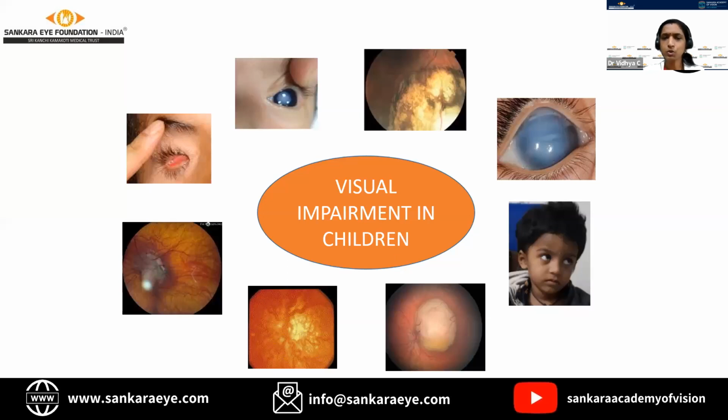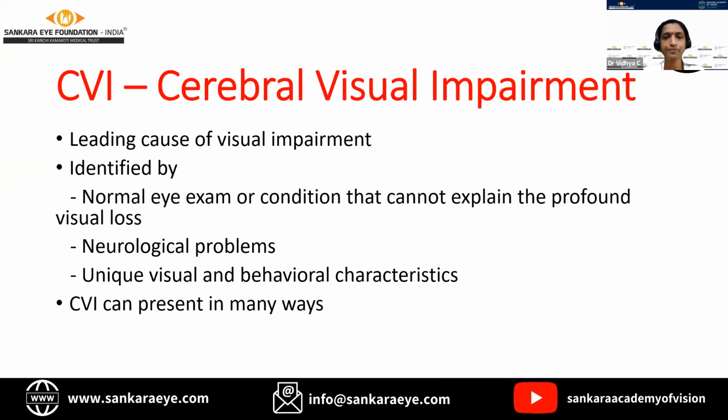As we know, there are so many causes of visual impairment in children, starting from anophthalmos or microphthalmos to all the conditions like cataract, chorioretinal coloboma, congenital glaucoma, CVI, retinoblastoma, ROP, PHPV, etc. Today, I'll be confining myself to the topic of CVI.